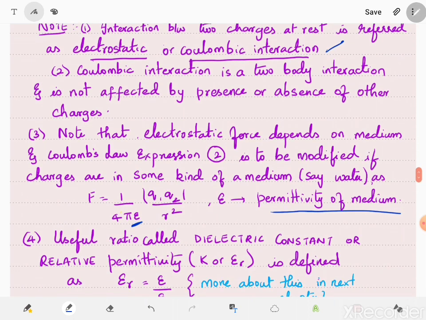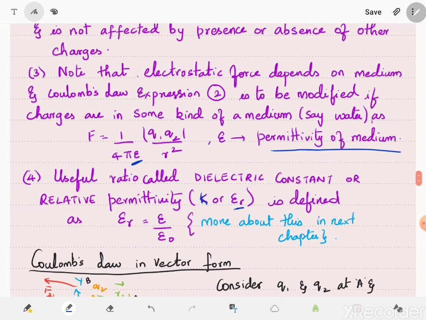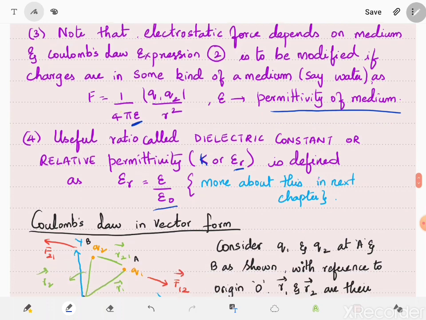Fourth important point that we are going to discuss here is a useful ratio called dielectric constant or relative permittivity. The symbols used are K or epsilon R, defined as epsilon R is equal to epsilon by epsilon naught. That is the ratio of permittivity of medium to that of permittivity of free space. More about this we'll study in the next chapter.